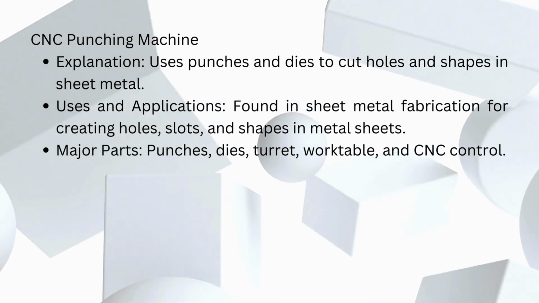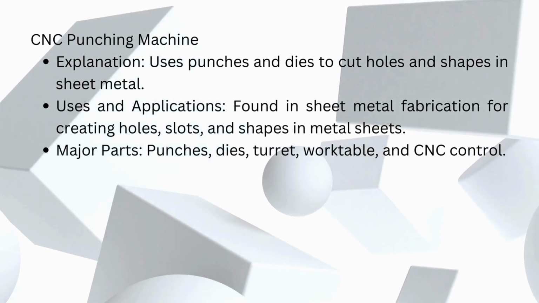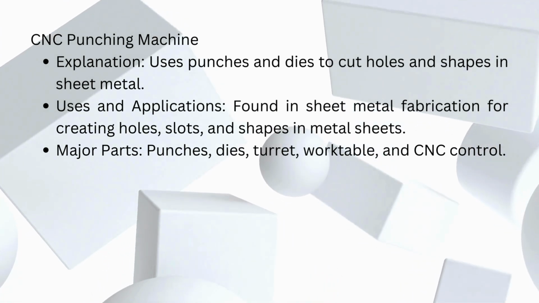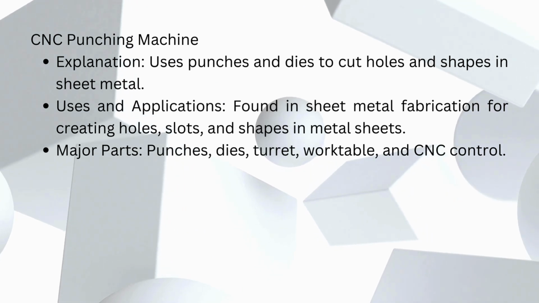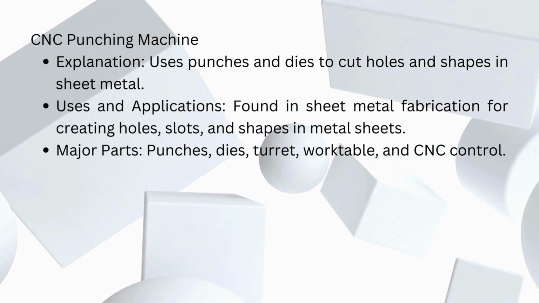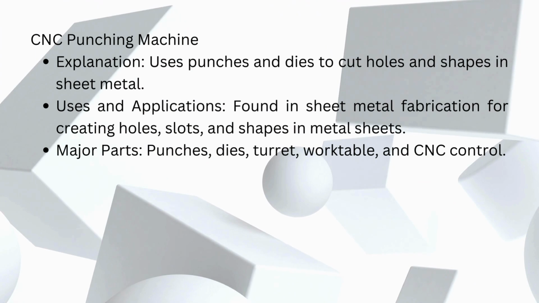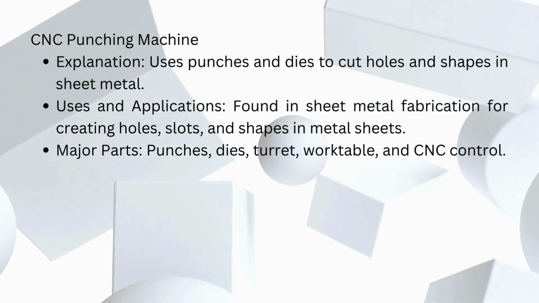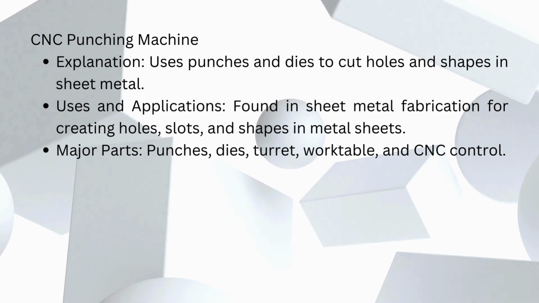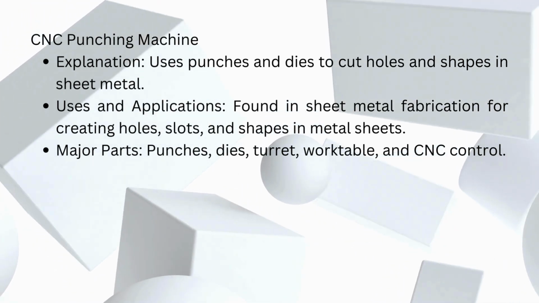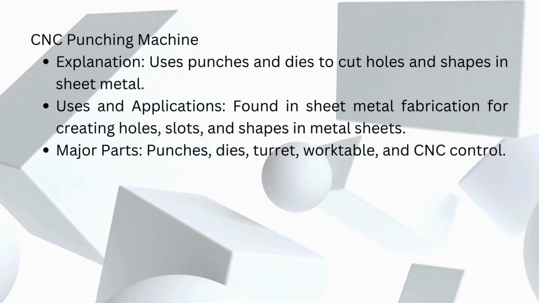CNC punching machine. Explanation: uses punches and dies to cut holes and shapes in sheet metal. Uses and applications: found in sheet metal fabrication for creating holes, slots, and shapes in metal sheets. Major parts: punches, dies, turret, work table, and CNC control.